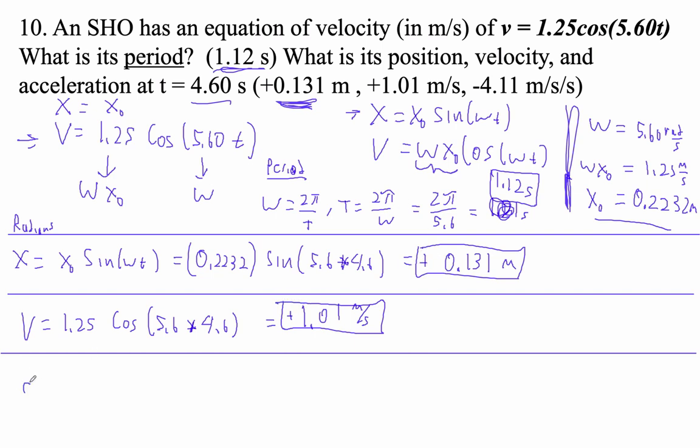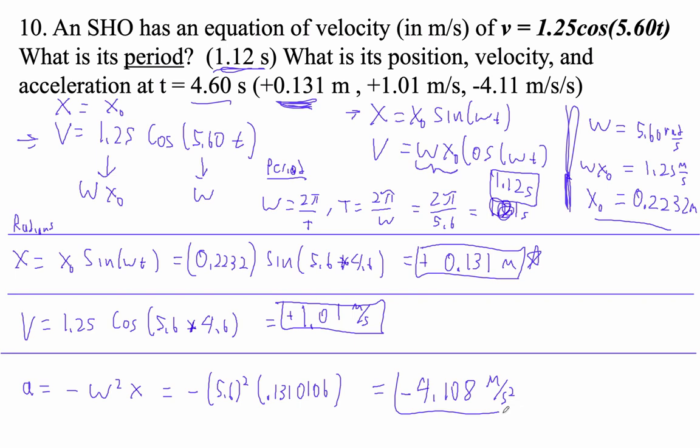And then what's our acceleration? Our acceleration is the opposite of omega squared times x. So this is our x, and we're going to plug that in. That is the opposite of 5.6 squared times 0.1310106. I'm going to use that unrounded value. So the opposite of 5.6 squared times, and I go up arrow, grab that number, and I get negative 4.108 meters per second squared.